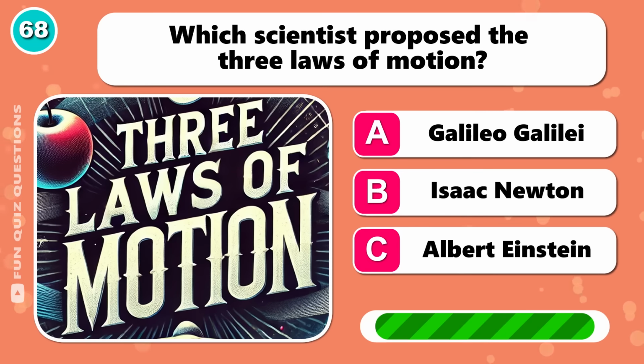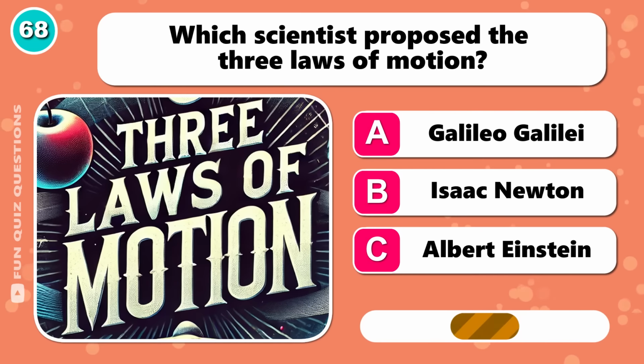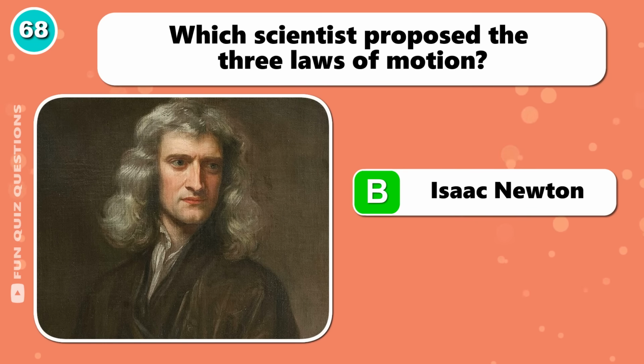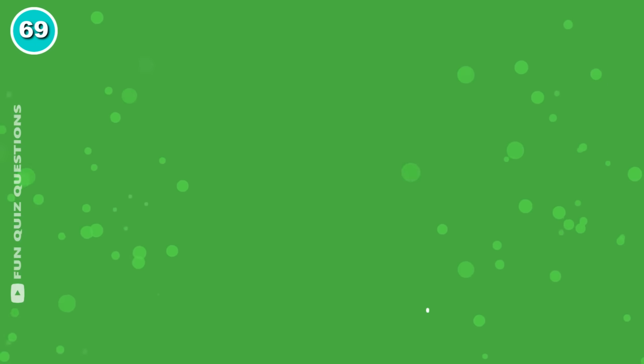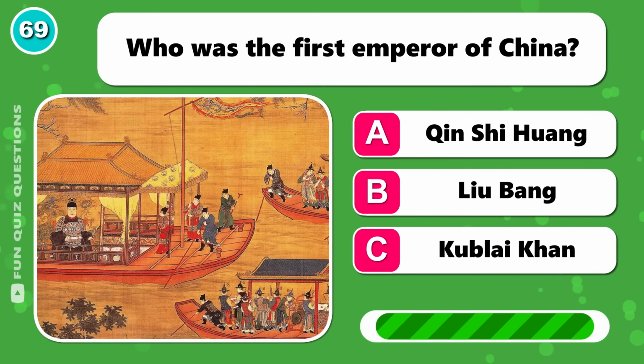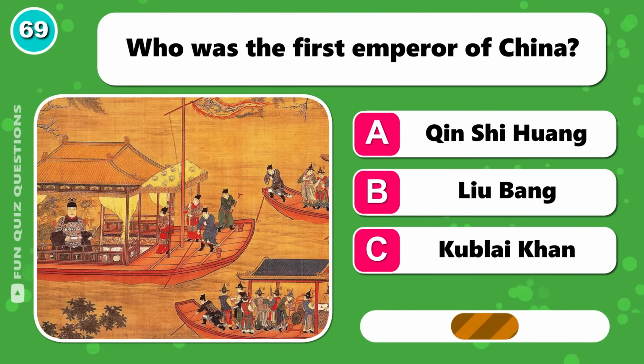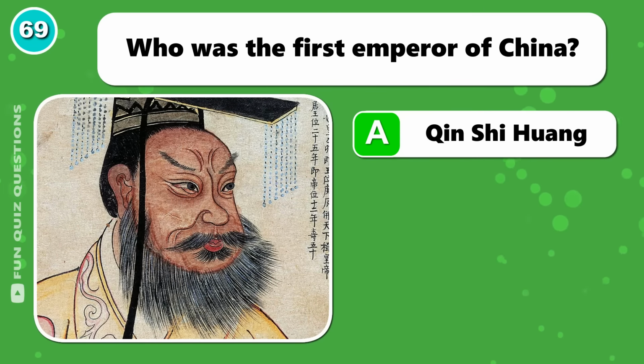Which scientist proposed the 3 laws of motion? It was B. Isaac Newton. Who was the first emperor of China? Yeah, A. Qin Shi Huang.